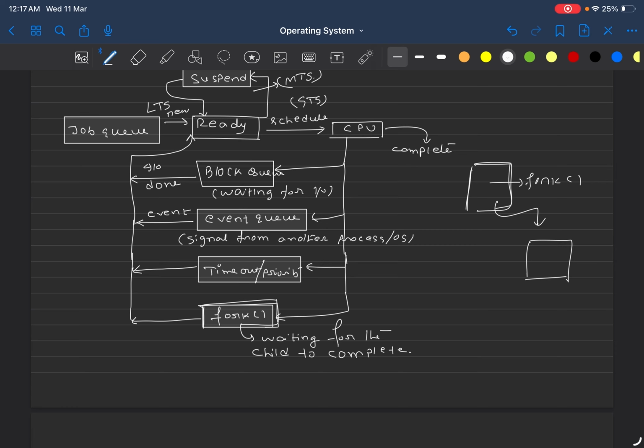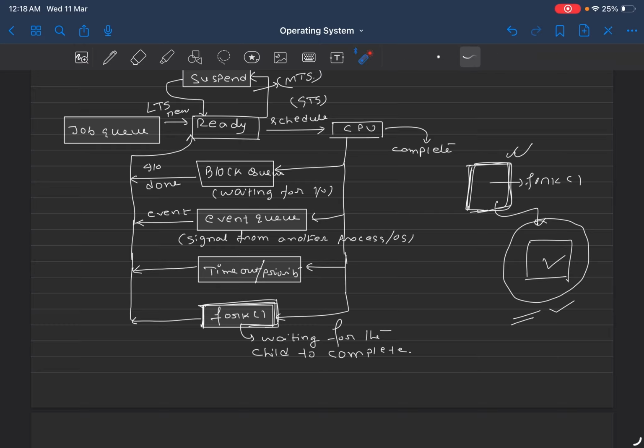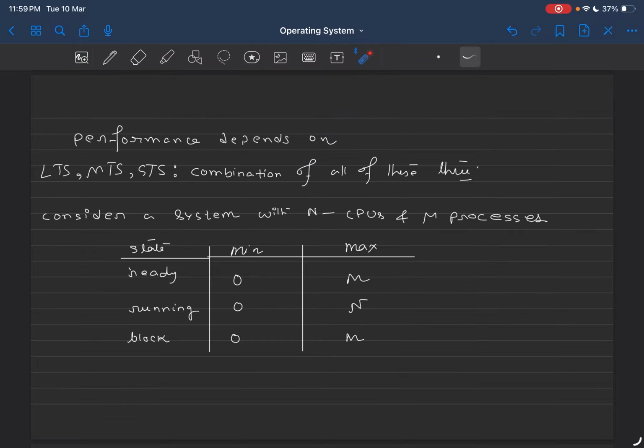Sometimes it may happen that this parent process is waiting for the child to get terminated. In those cases, if the parent process is waiting for the child process to finish executing, the parent process is put into the fork queue. Once the child process is done with execution, the parent process will be pushed into the ready queue.